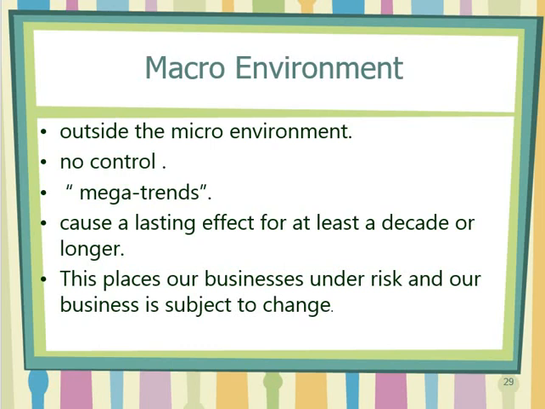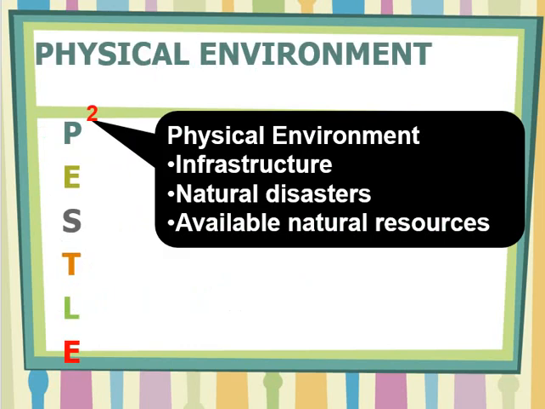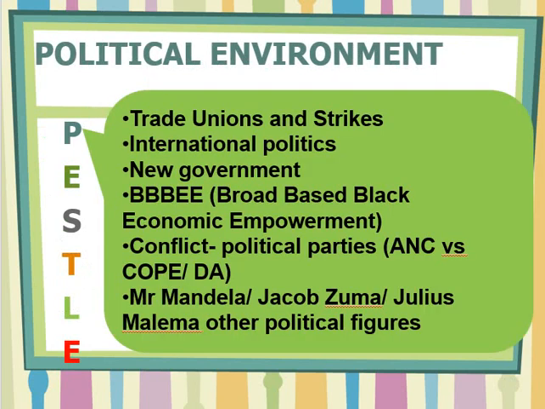So the way we remember what is in the macro environment is we go with the acronym PESTLE. P stands for political, right? E stands for economic. I'm going to stop here at the political environment. This is to do with international politics, with new governments coming in, with new laws being put into place, with trade unions wanting to force strikes to happen, right?